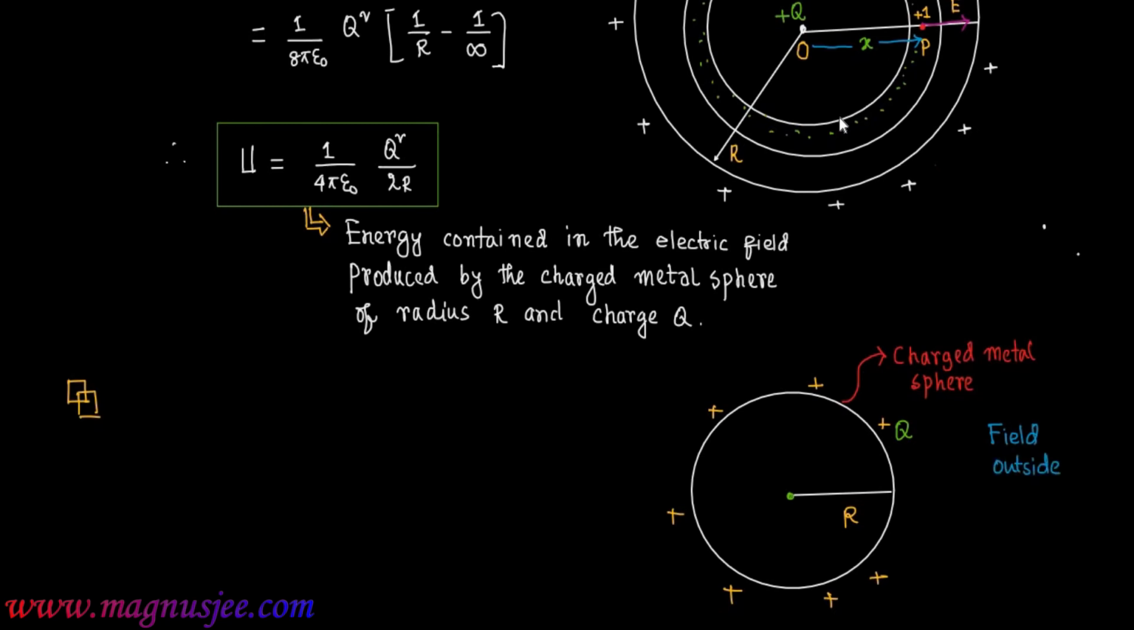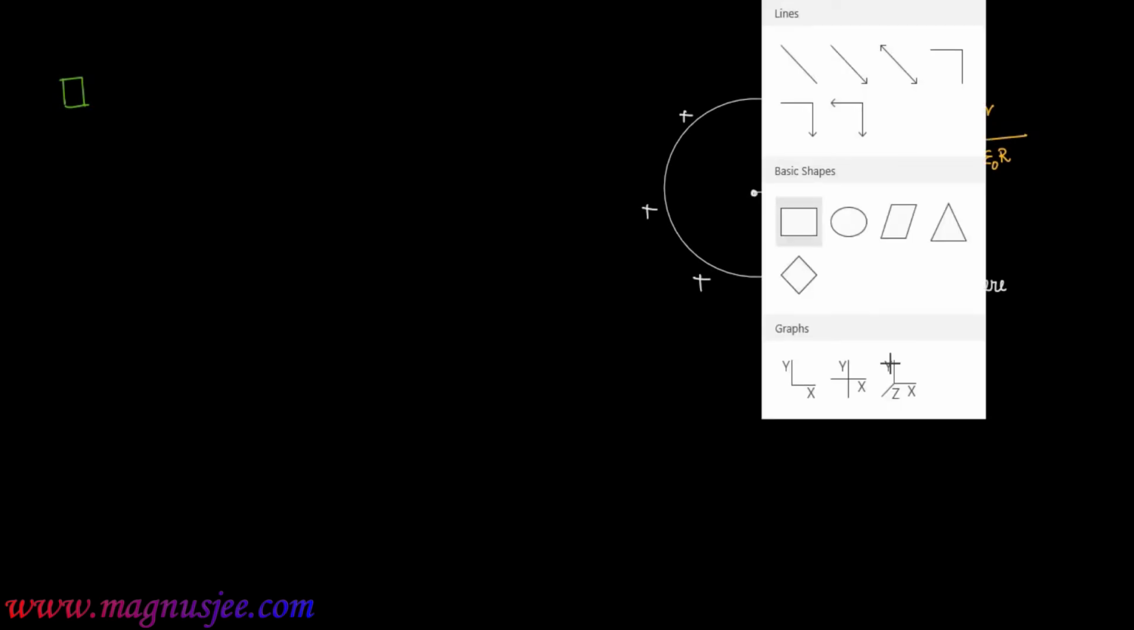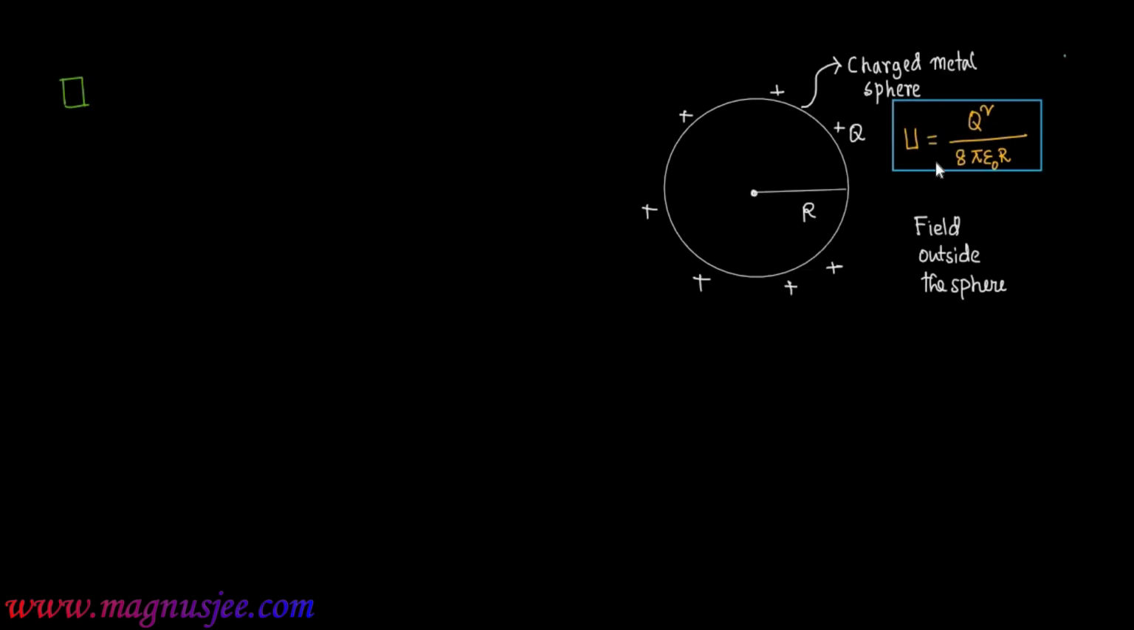We can denote the field outside the charged metal sphere. The energy stored in the field outside the sphere is U, which is equal to q squared divided by 8 pi epsilon 0 R, which is the energy contained in the field outside the charged metal sphere.